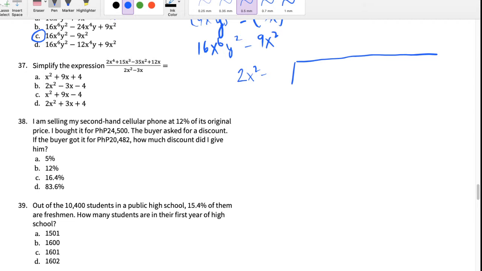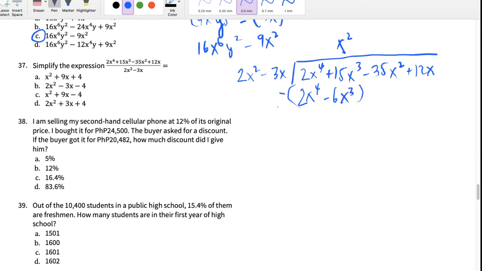2x squared minus 3x. Here we have 2x raised to 4 plus 15x cubed minus 35x squared plus 12x. I won't add a constant, because only when you're missing terms in the middle do you add one. Okay, so here, 2x raised to 4 divided by 2x squared is equal to x squared. x squared times this one, that would be 2x raised to 4 minus 6x cubed. So again, subtract that.